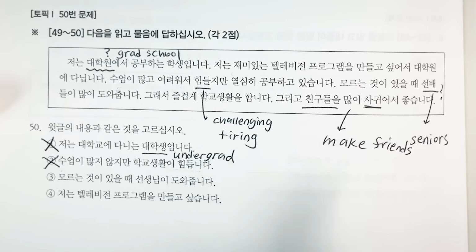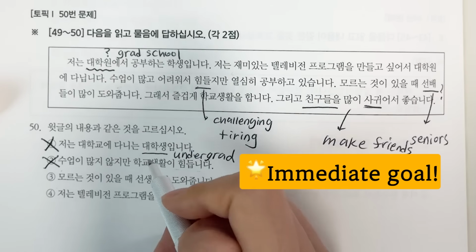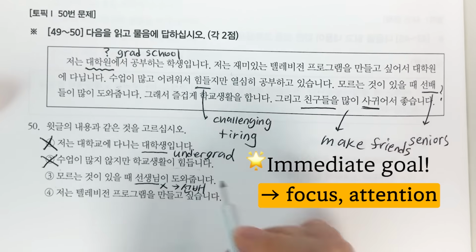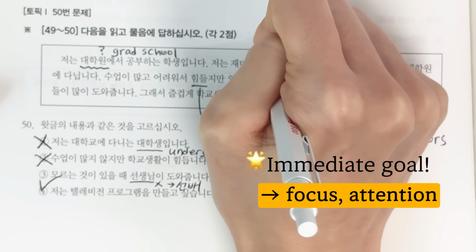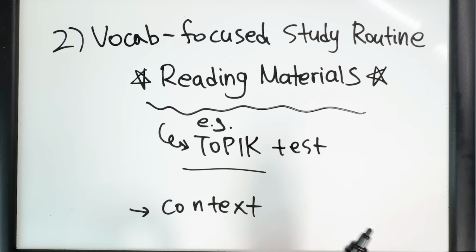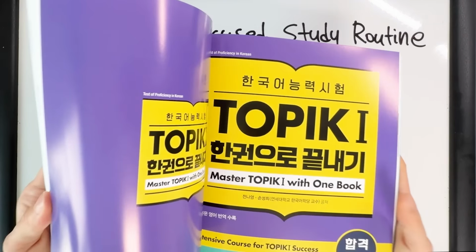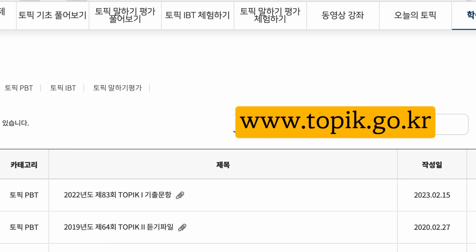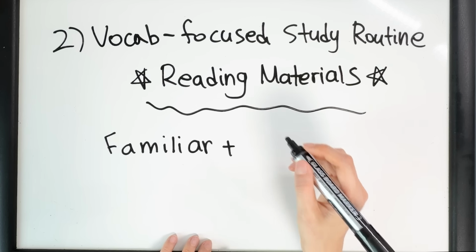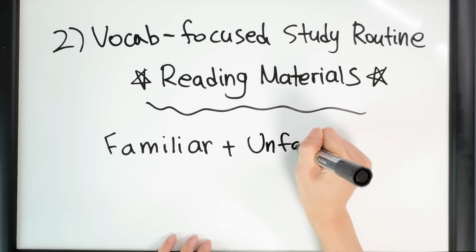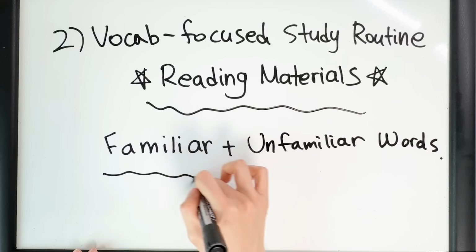That's important because now you have an immediate goal, getting the answer right. And that really helps with your focus and attention. And that's why I strongly recommend studying vocab with reading materials, and TOPIK test sheets are a really great resource you can use. So you can either get a TOPIK practice book like this one, or you can also download the actual TOPIK exams for free on this particular website. And as you read, you'll see a mix of both familiar and unfamiliar words. For the words you already know, that's great.